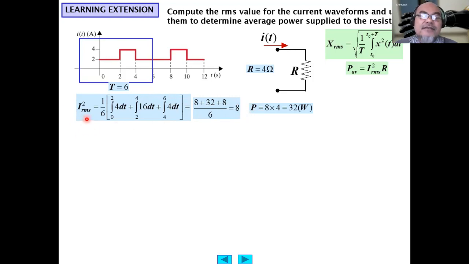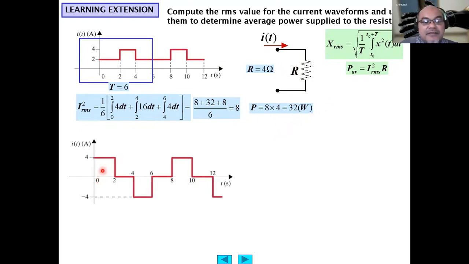So the I RMS equals the square root of 8. Okay, so P average is I RMS square, which is 8 times the resistance value of 4. So the average power supplied to the resistor equals 32 watt.